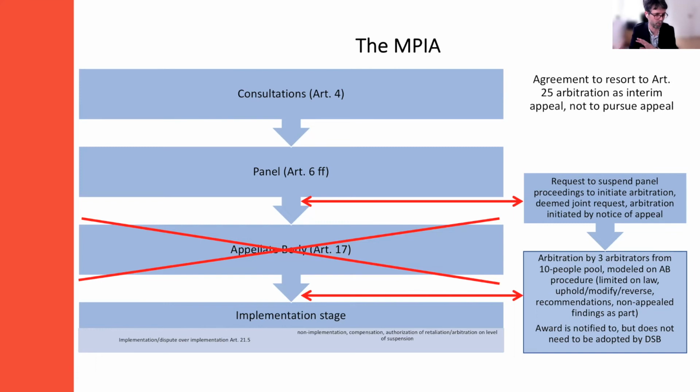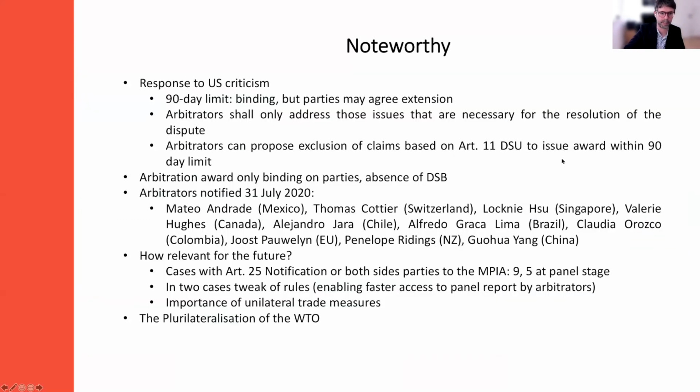And arbitration, as we all know, is a flexible tool that allows the parties to determine for themselves what procedures they like. And here the procedure they like is an appeals procedure replicating what the appellate body did. Noteworthy in that procedure is that the procedure responds to some of the US criticism. So the 90-day limit is reestablished as binding, but the parties may agree on an extension. The arbitrators shall only address those issues necessary for the resolution of the dispute.